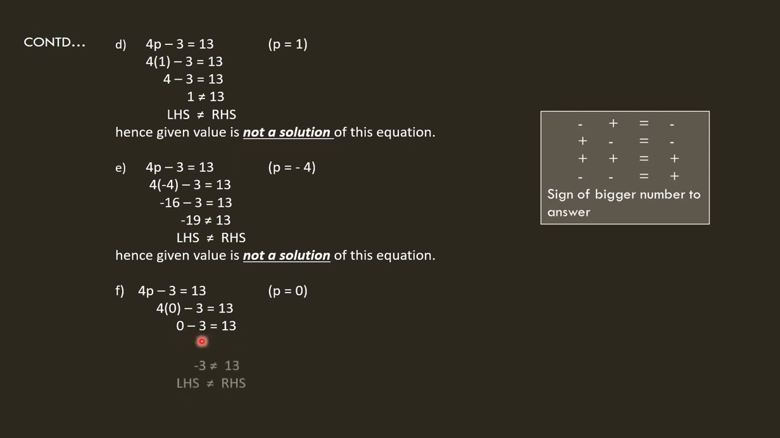0 minus 3 is simply minus 3. अब LHS क्या है? minus 3 और RHS क्या है यहाँ पे? 13. तो क्या ये सेम है? No, it is different. Minus 3 is not equal to 13. Hence, I will write my answer as given value is not a solution of this equation. This way, we can solve all these equations by putting the value of the variable which is given. This is an easy way to remember also.